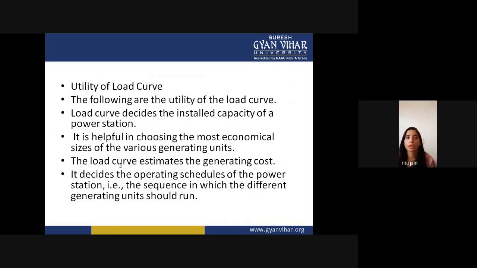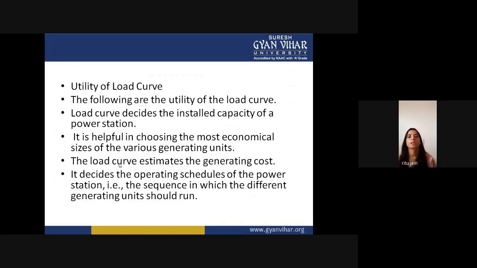Suppose the generating unit capacity is 500 megawatt, and you have connected only 200 megawatt to this generating unit, then you are not utilizing its full capacity. So from the load duration curve, you can divide the units according to your load demand. For 4 hours, these two units will supply the load. For 3 hours, these three units will supply the load. So this is your economical distribution of the units.